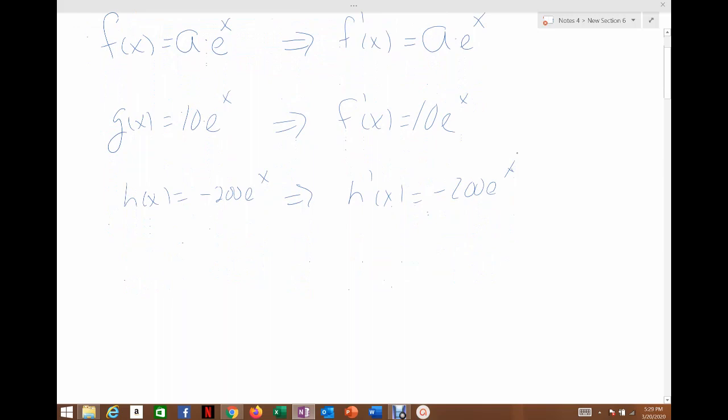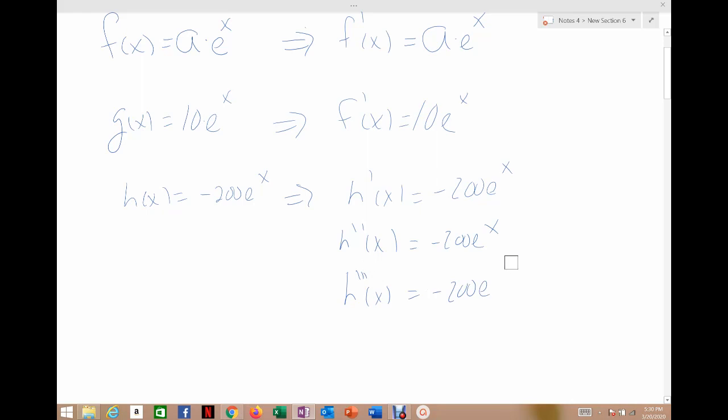Coincidentally, right, the second derivative is also the same, negative 200 e to the x if I take the derivative, and so on. If I take the third derivative, it's negative 200 e to the x, so on. If I take the 100th derivative, it's the same, negative 200 e to the x. And again, that's what makes the exponential function so unique. It grows at a rate proportional to its size. Well, the original expression is its size, and so that's how fast it's growing. That's its rate of change.